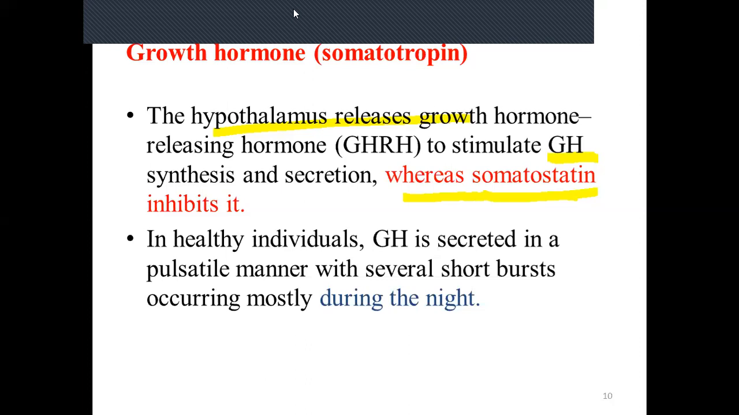In a healthy individual, by the way, growth hormone is secreted in a pulsatile manner, with several short bursts occurring mostly during night time, when all activities are significantly reduced, like cholesterol synthesis, which is mainly carried out at night time. That is why, when we are giving drugs for treatment of excessive production of growth hormone, the best time to administer is at night time if the drug is given once daily.